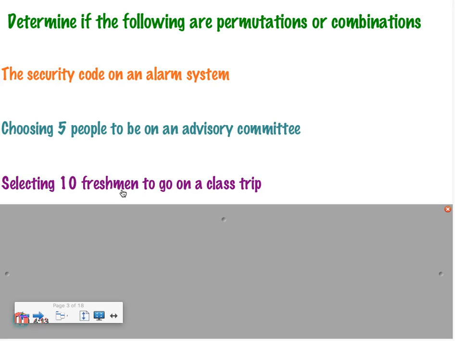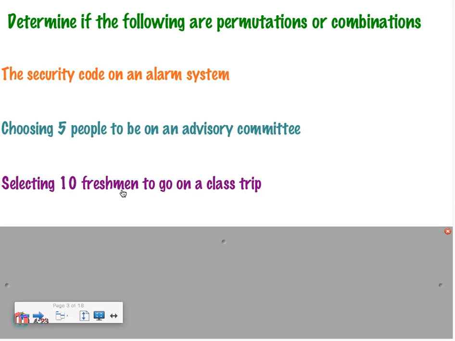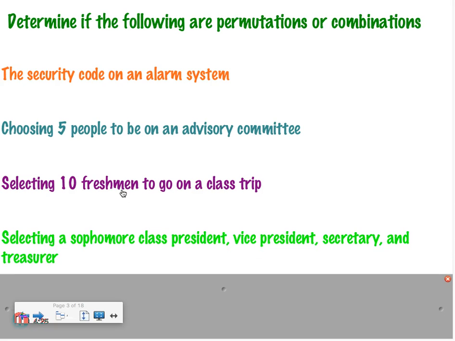Selecting 10 freshmen to go on a class trip. We're just doing random. Combination. Selecting a sophomore class president, vice president, secretary, and treasurer. Permutation.